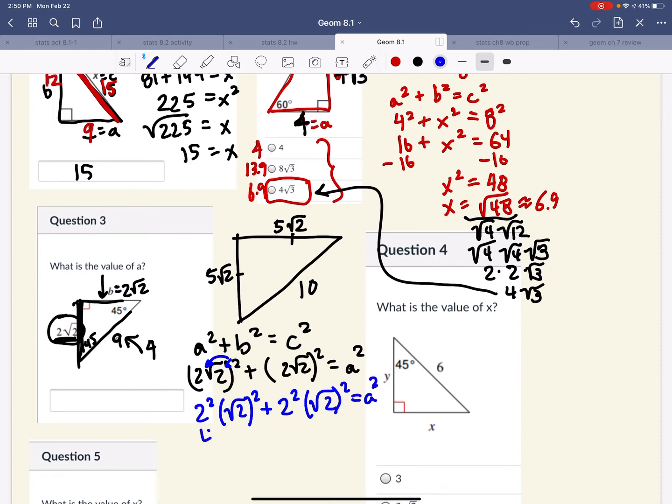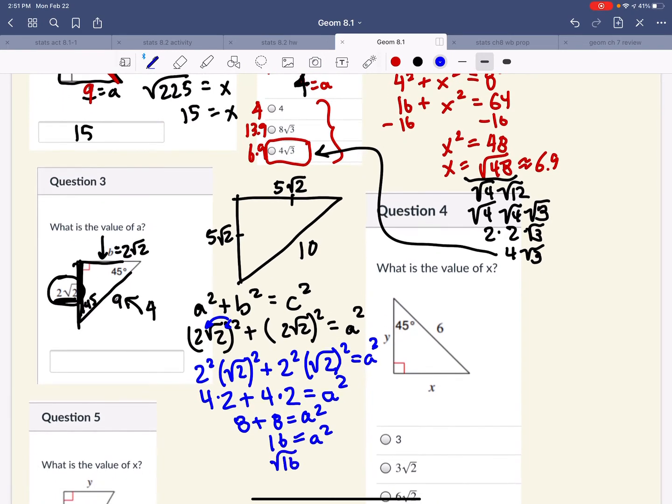So if we look at this here, that'd be 4 and just the plain old 2. This would also be 4 times 2. So we get 8 plus 8, which is 16. And the square root of 16 is, you guessed it, 4. So that would have been another way to solve for A.